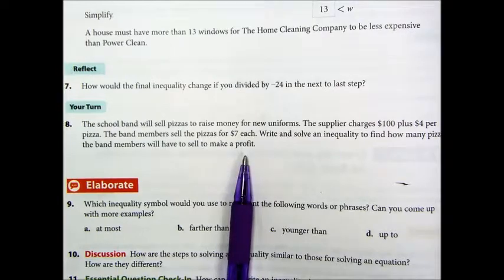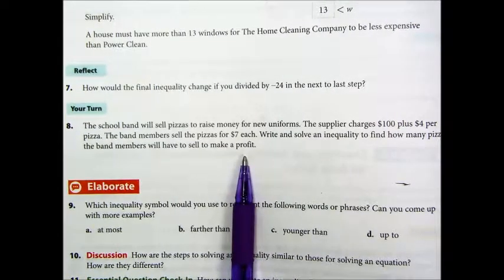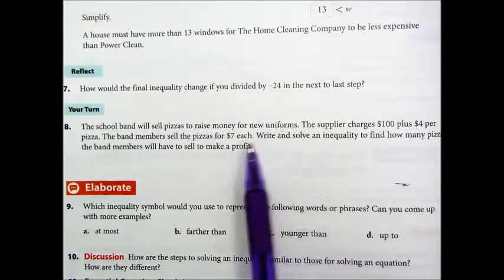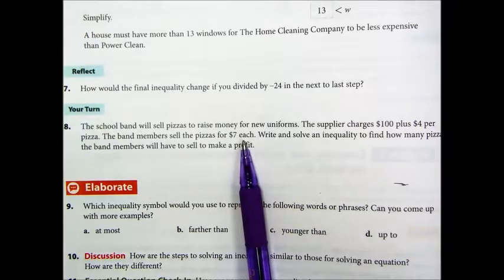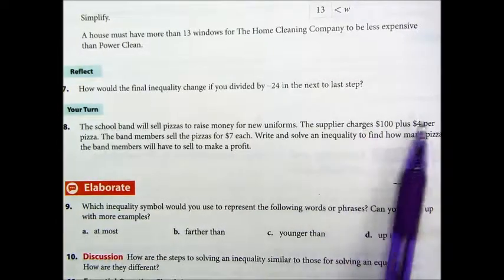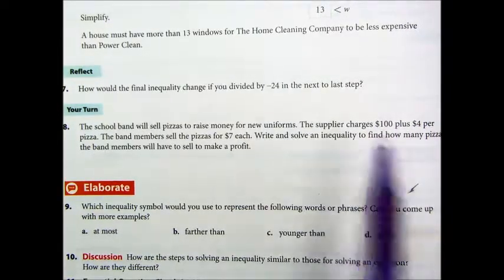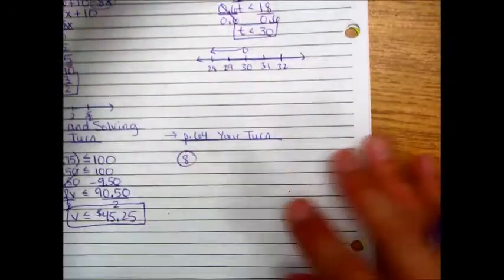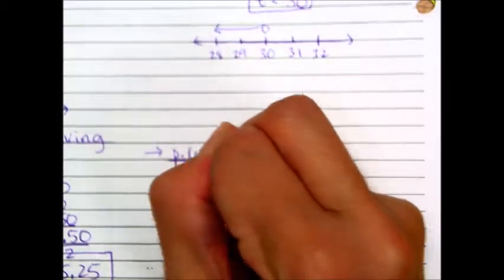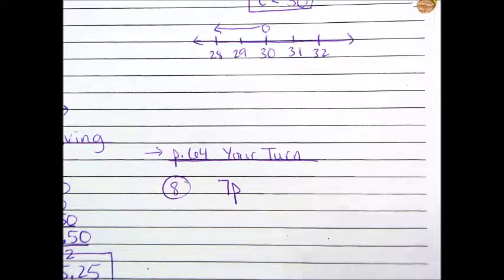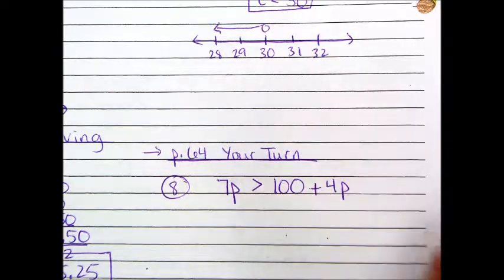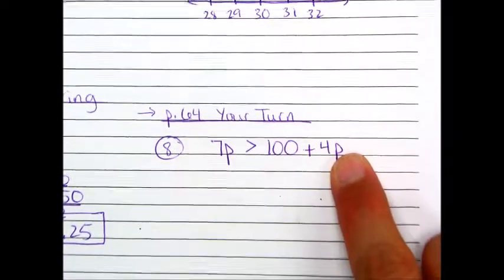So this problem, we want to think for just a second about how profits work. Okay, in a fundraiser, you obviously need to sell your product for more than what you paid for it. So we know they're selling the pizzas for $7 each, and we need the amount that they make off of that to end up being more than, or greater than, the amount that they paid the supplier to get the pizzas. So let's set that up as an inequality. We're saying that to make a profit, we need their $7 per pizza that they're charging to be greater than the $100 plus $4 per pizza that they paid to get the pizzas from the supplier.